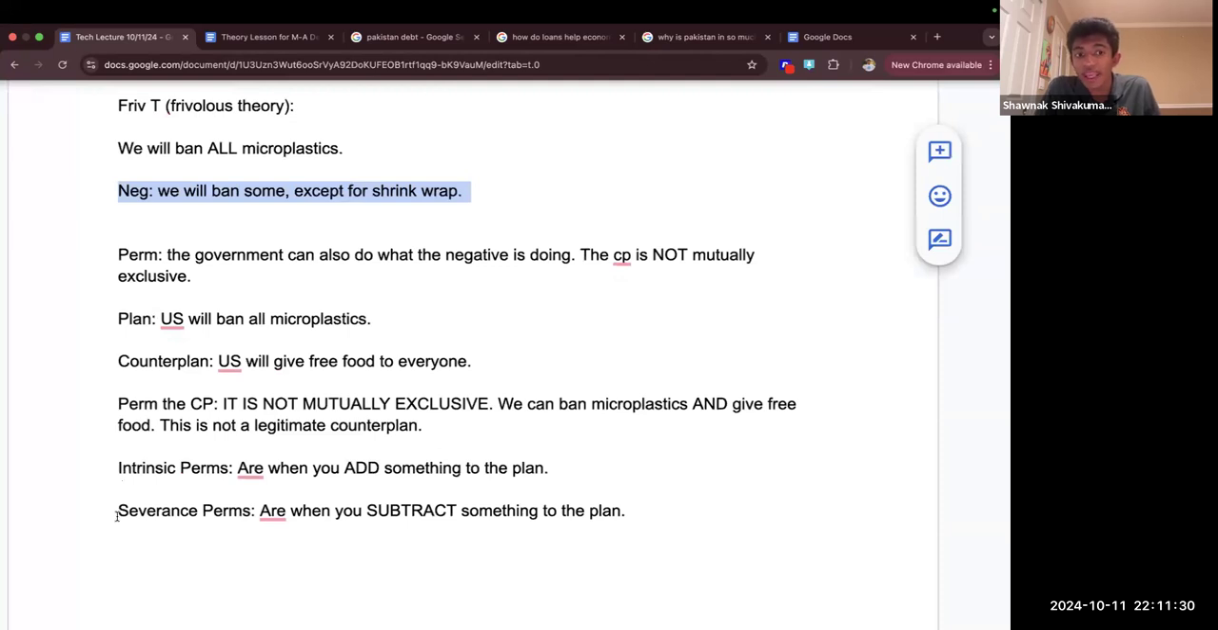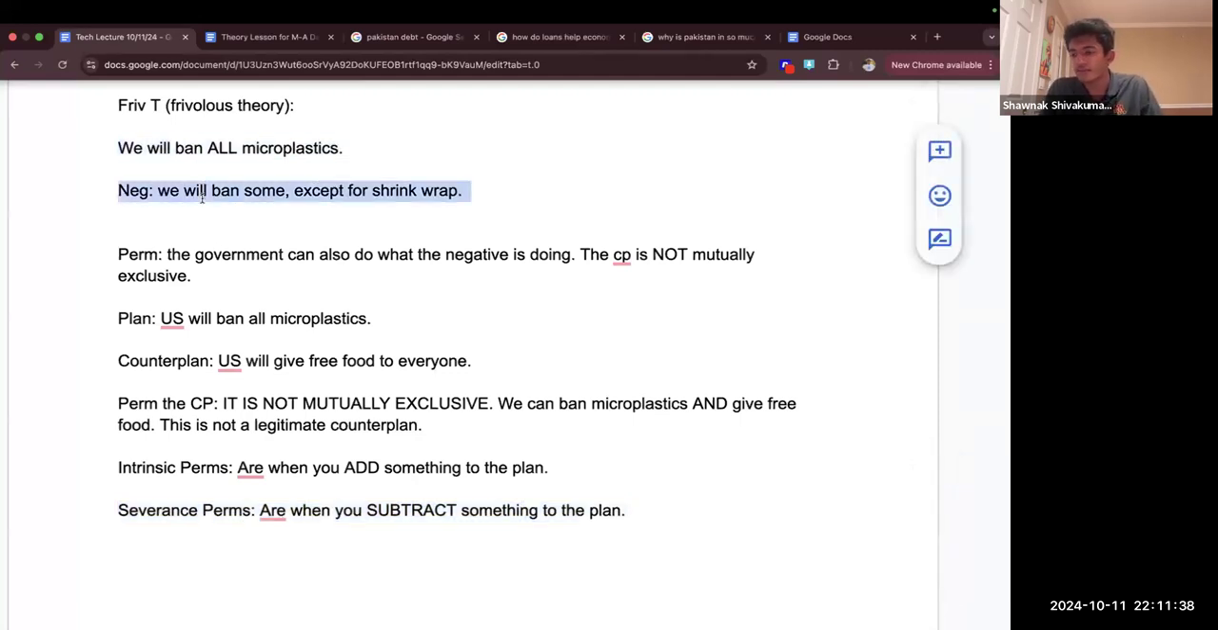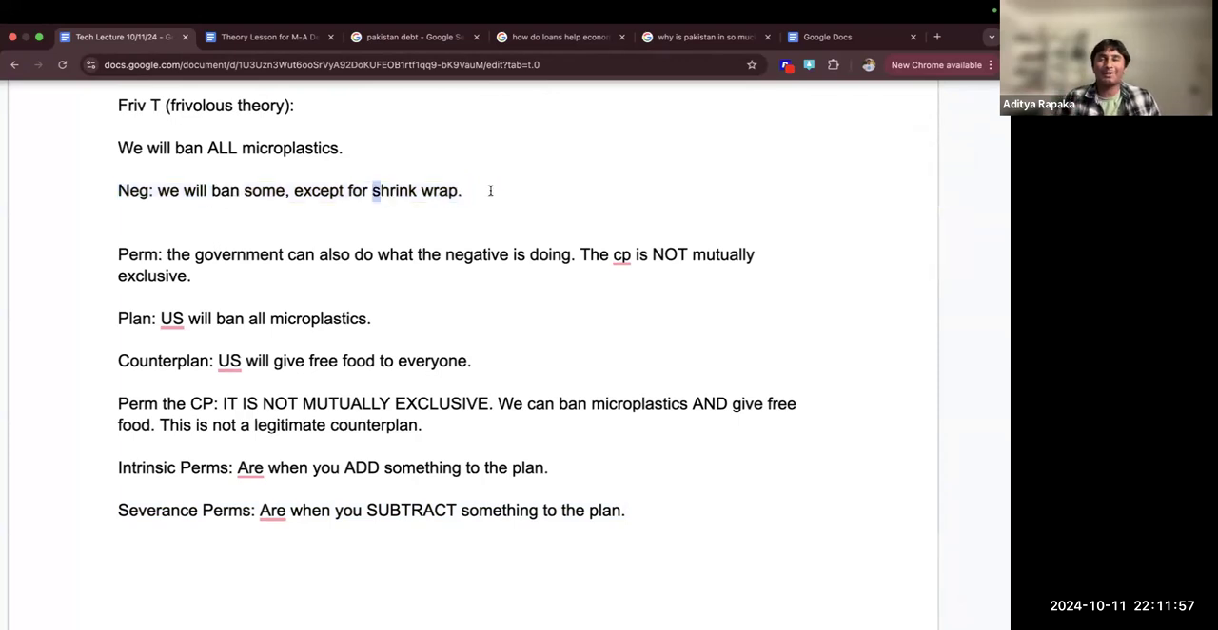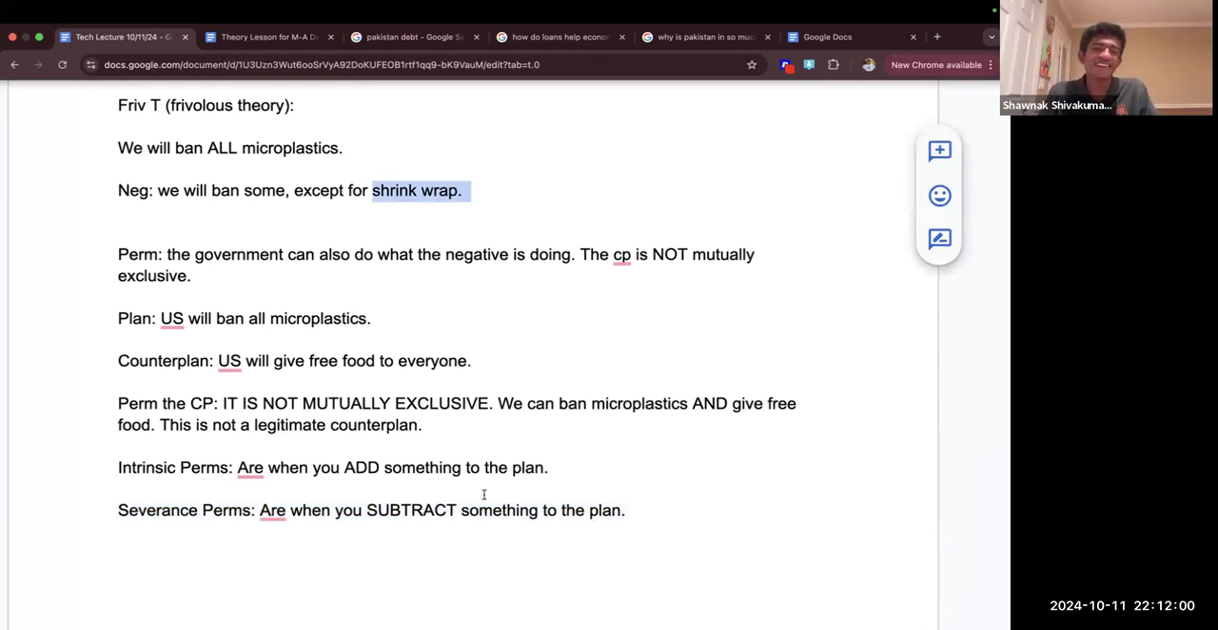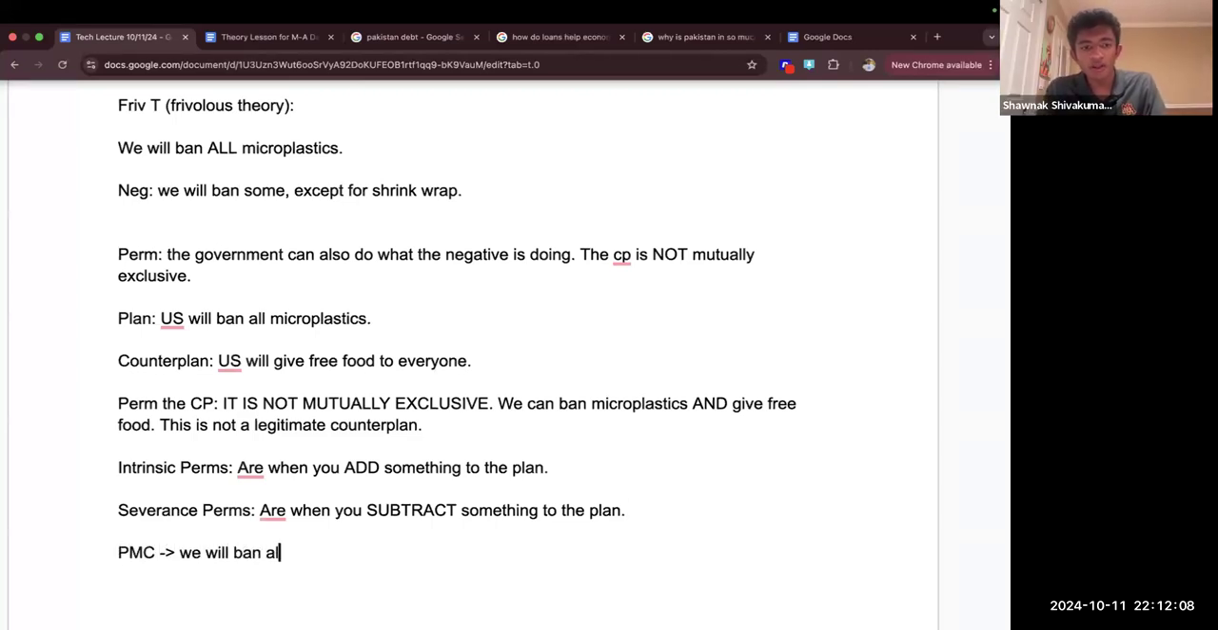So this is called a severance. Or I should have asked that question. This is called a severance perm. Why is this a severance perm? If you go from this to this, they're removing the microplastics as part of their all microplastics. I'm sorry, they're trying to remove shrink wrap from their interpretation of the topic as all microplastics. Correct. So the PMC says we will ban all.